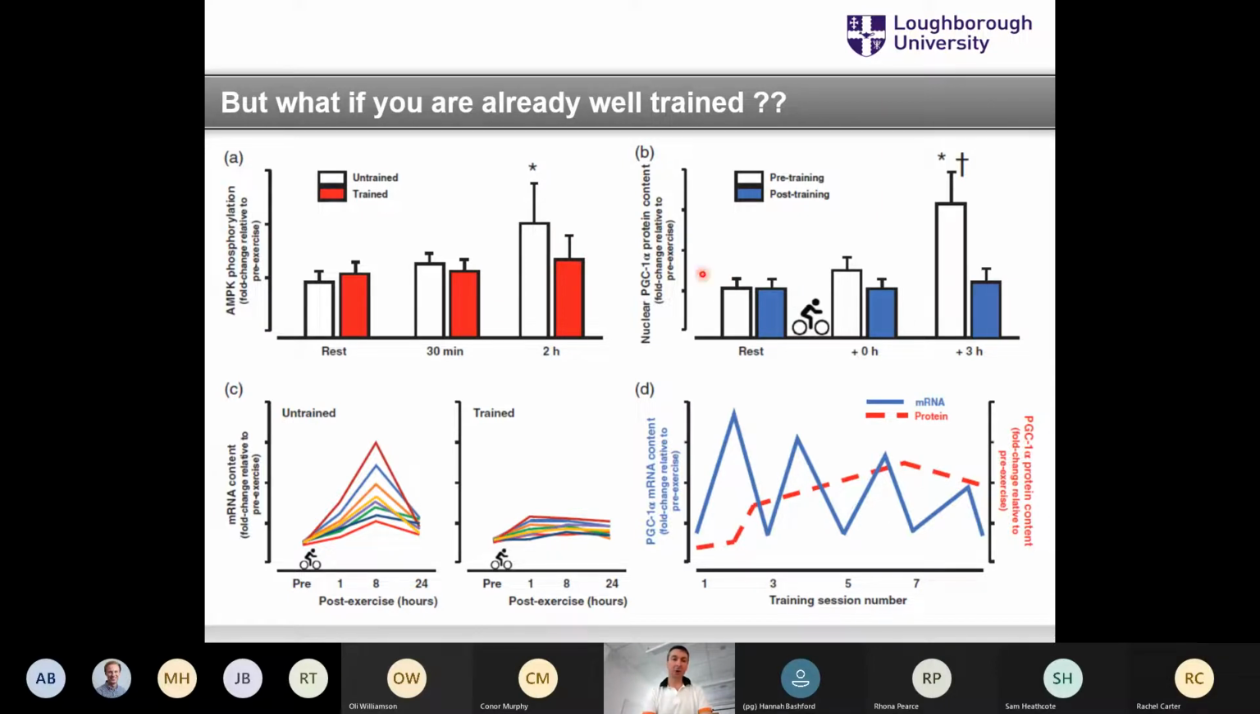Similar for other markers of the adaptive response, so PGC1 alpha protein content in response to, I think it was a 40-day training intervention, the activation or the translocation of PGC1 alpha is attenuated. And this is also reported in the signaling response, so the gene response to exercise. You can see quite clearly this attenuation of the adaptive response to acute bouts of exercise.